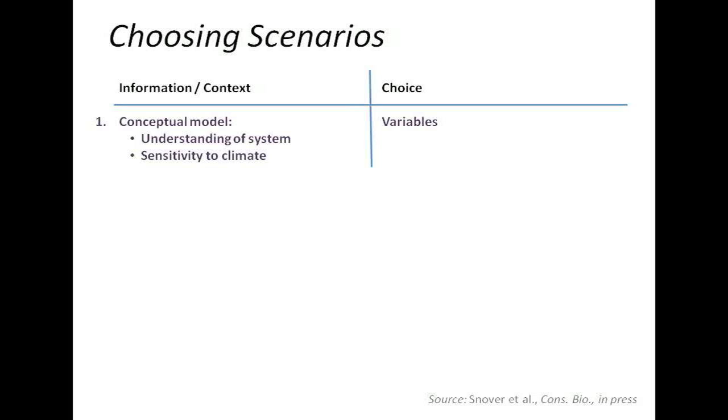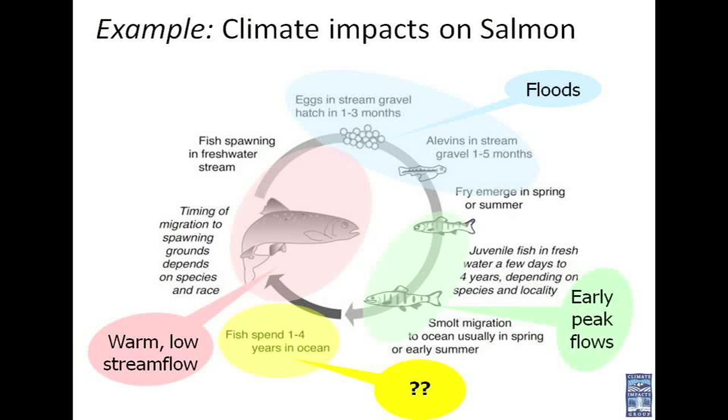Okay, so the first one, choosing scenarios, right? And this is really about quantifying sensitivities to climate. So here's a qualitative example. You can imagine thinking about salmon throughout their life cycle and how they're affected potentially by climate change. So flooding in early stages of life, changing timing of flows for the smolts and juveniles, warm, low summer stream flows for salmon trying to swim upstream to spawn.